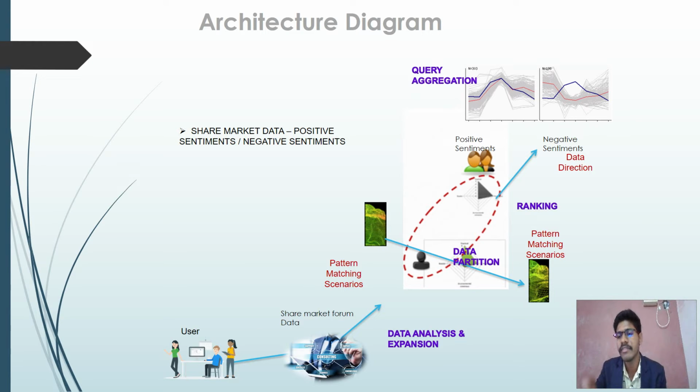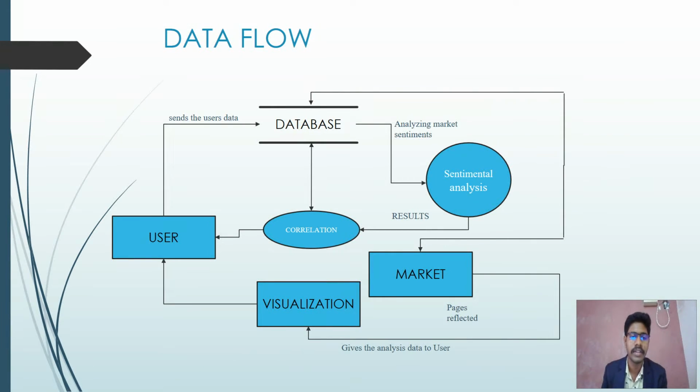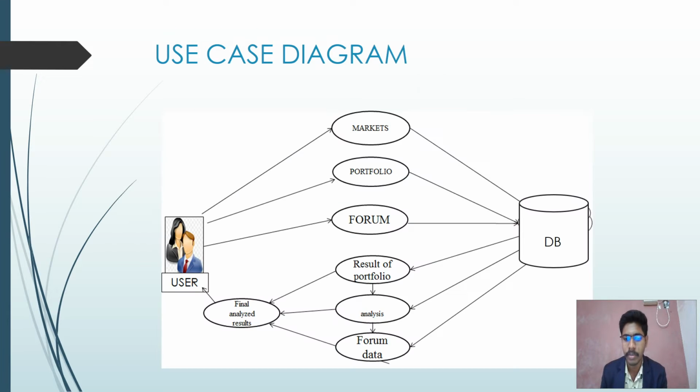Here is the architectural flow. This is a data flow. In the data flow, a user can send the data, user data, to the database and get the corrections. It can move to the sentiment analysis. Analysis can be moved to the market. Market can be reflected as visualization. They get the analysis from visualization, and visualization can proceed to the user. This is the data flow of the program.